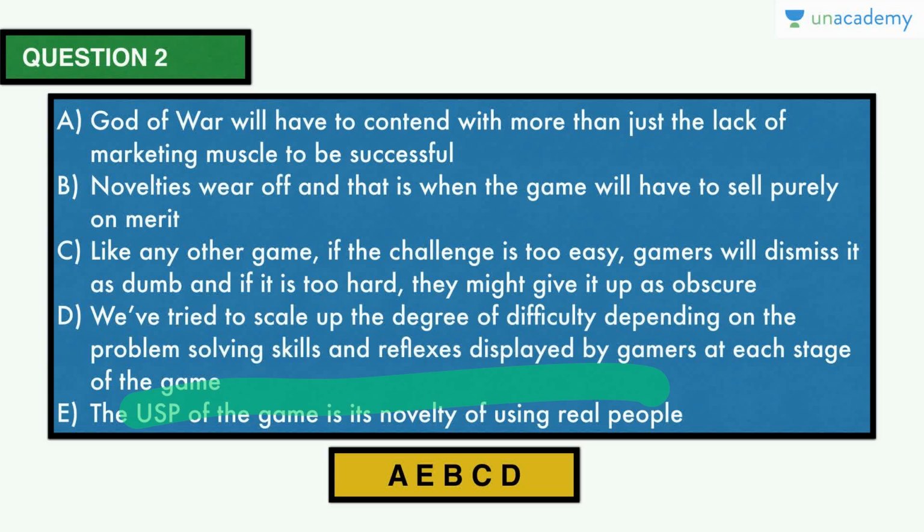So the USP of the game is the novelty, and novelties wear off, and that is when the game will have to sell on merit. So this is again talking about the problem. Like any other game, if the challenge is too easy, gamers will dismiss it as dumb, and if it's too hard, they might give it up as obscure. So sentence C tells you that the difficulty level of the game has to be just right. So what have they done to achieve that? We've tried to scale up the difficulty depending on the problem solving skills displayed by gamers. So this is the solution to the problem that we've talked about in sentences B and C, and it is displayed in sentence D.